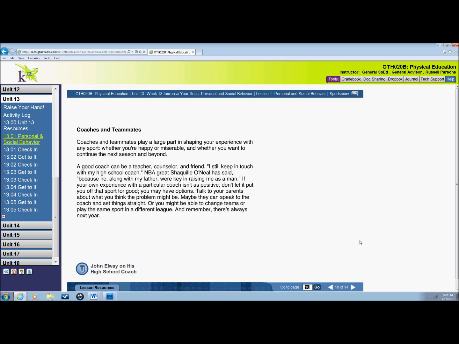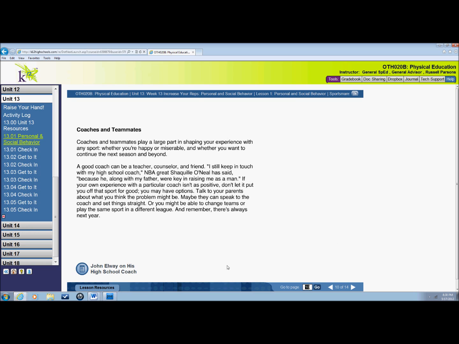If your own experience with a particular coach isn't as positive, don't let it put you off that sport for good. You may have options. Talk to your parents about what you think the problem might be. Maybe they could speak to the coach and set things straight. Or you might be able to change teams or play the same sport in a different league. And remember, there's always next year.